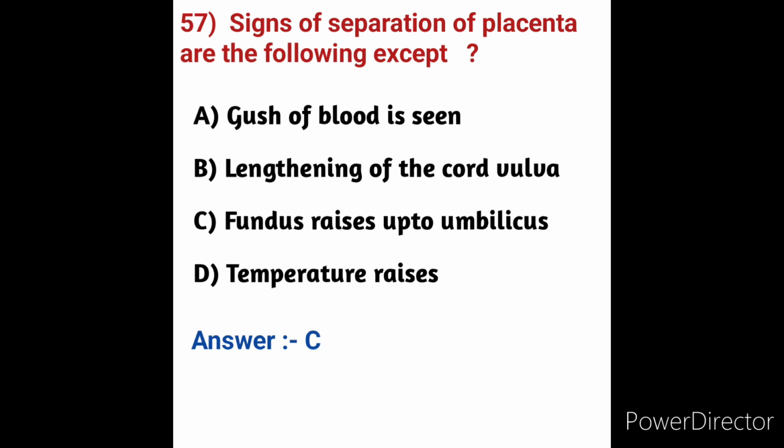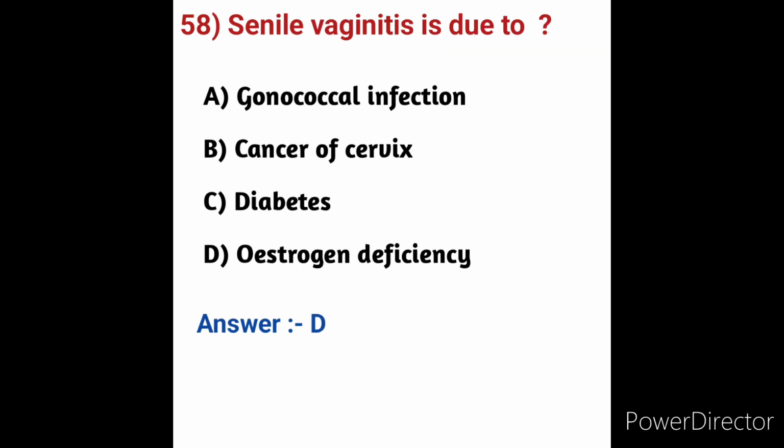Next, move on to question number 58. Senile vaginitis is due to. Option A, gonococcal infection. Option B, cancer of cervix. Option C, diabetes. Option D, estrogen deficiency. Postmenopausal atrophic vaginitis or vaginal atrophy we can see in estrogen deficiency. Here option D is the correct answer.